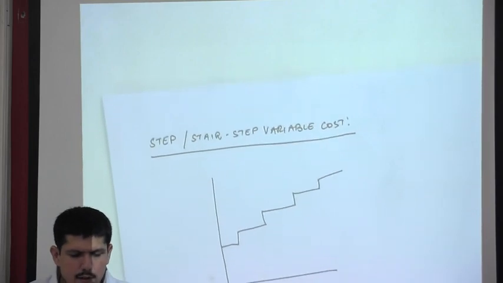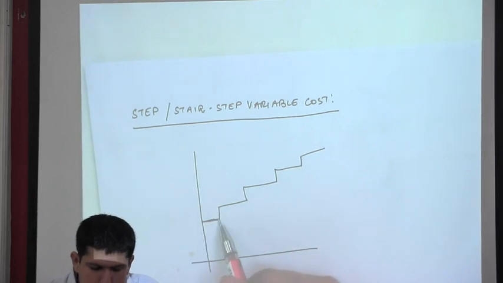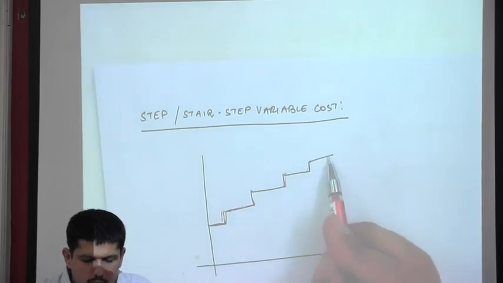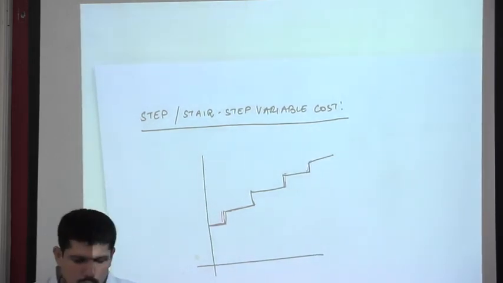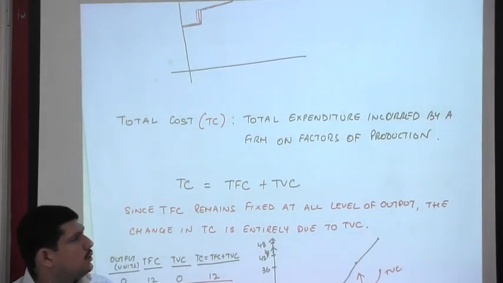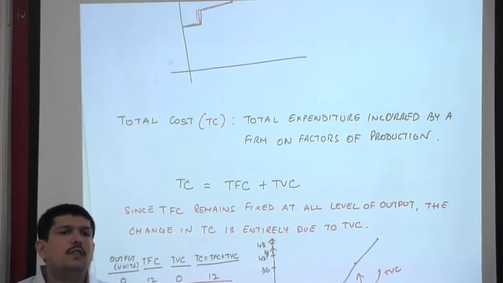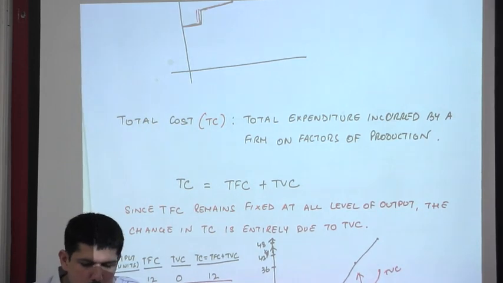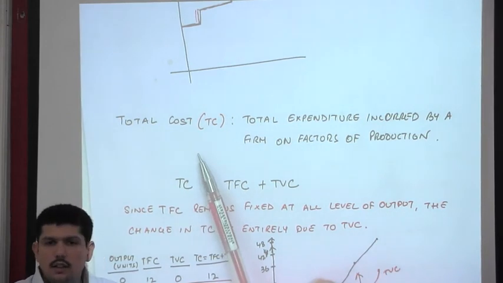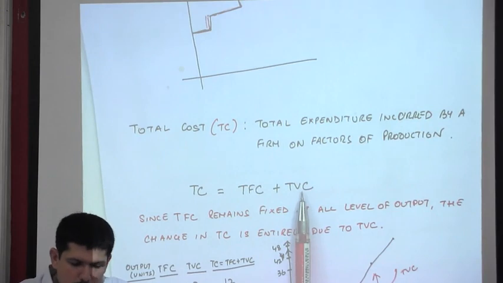Or step variable cost, and it will be something like this. Till a particular level, it will remain constant, then again rise, then it will remain constant, and again rise. So this is how a stair step-up cost would look. Right, then we move on to the concept of total cost. Look, costs are of two types, fixed cost and variable cost. So total cost is the summation of our fixed cost and variable cost. Total expenditure incurred by a firm on factors of production is known as total cost. Total cost is equal to total fixed cost plus variable cost.